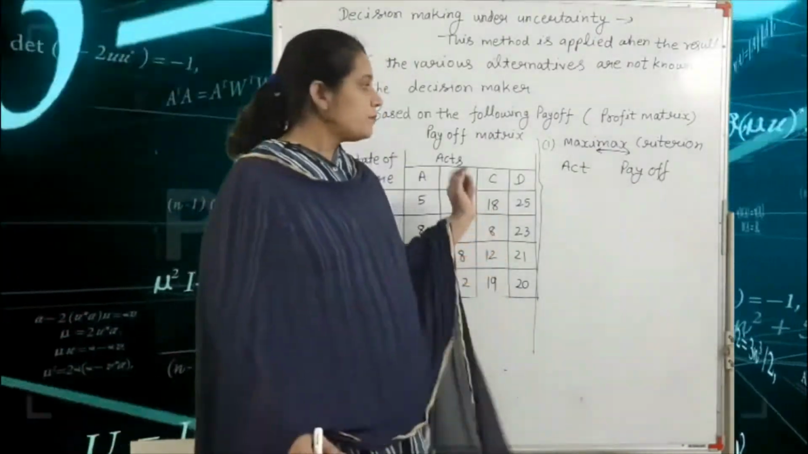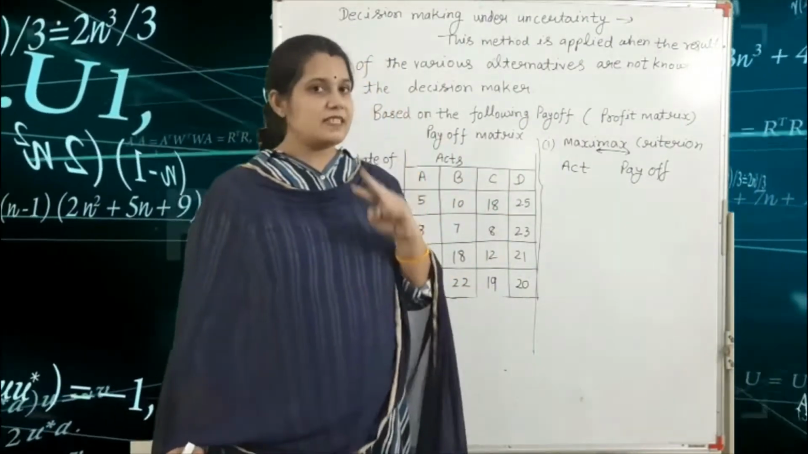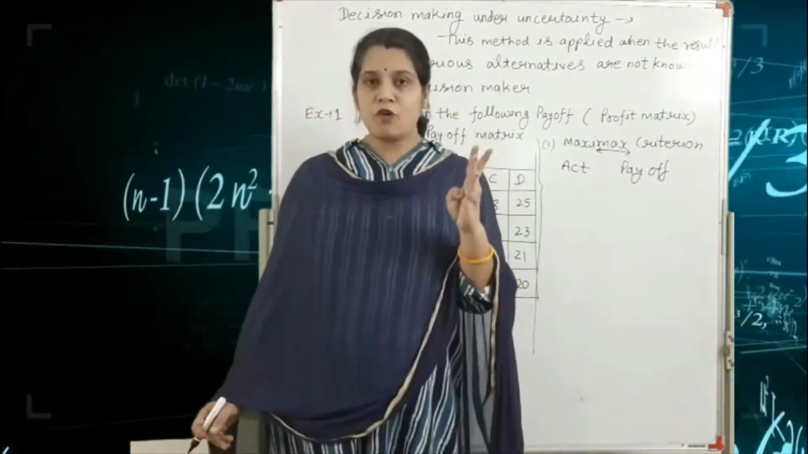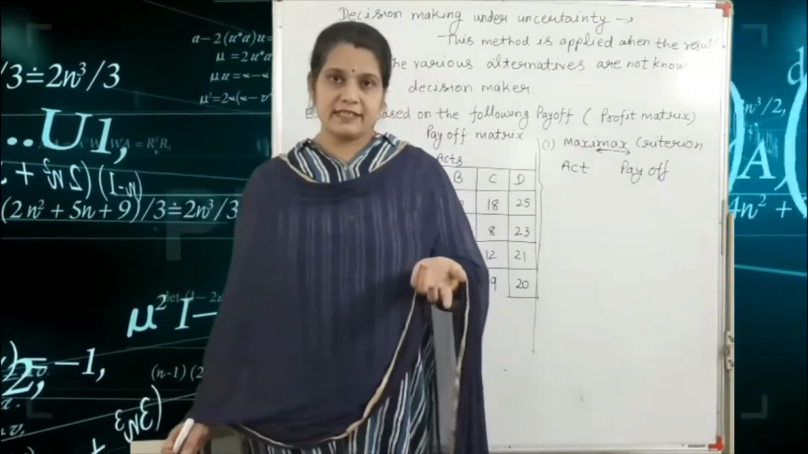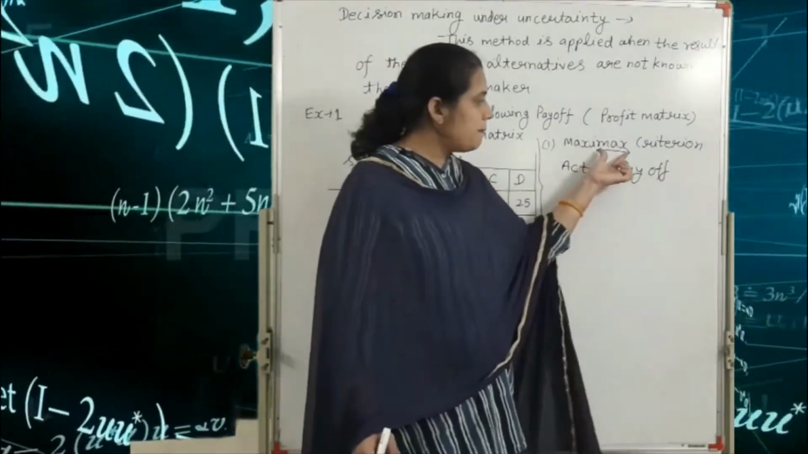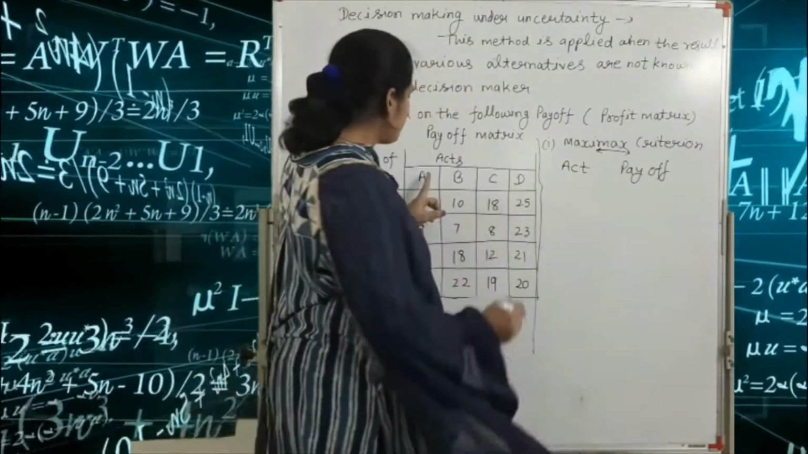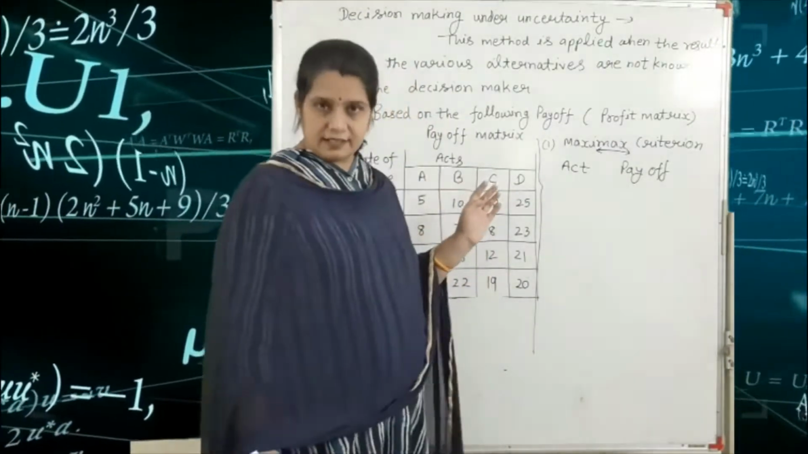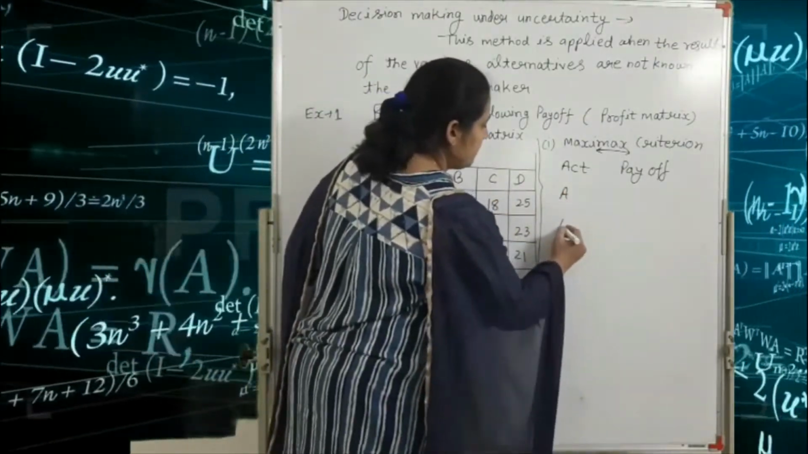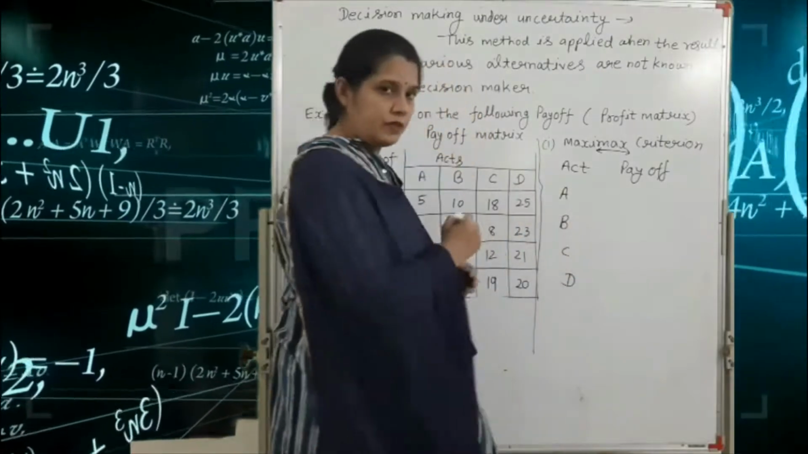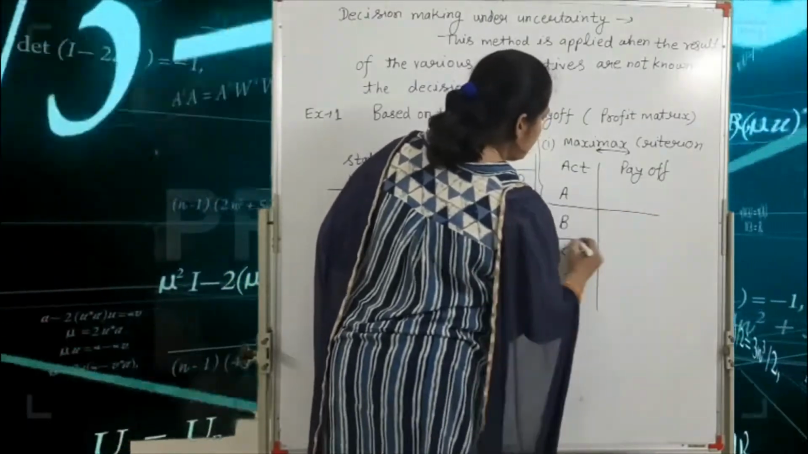So let's start. First, we always keep in mind these two methods. That means we have four forms: maximax, maximin, minimin, or minimax criteria. Always first we choose the backside. So here we make the table with act and payoff. Here the acts, that means the alternatives, are A, B, C and D, so we write A, B, C and D.